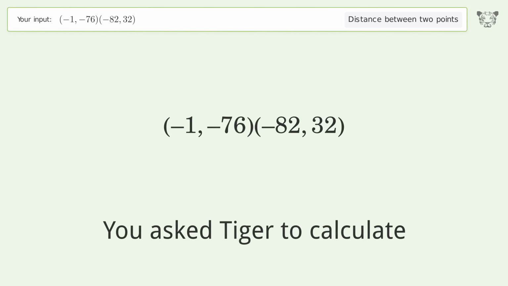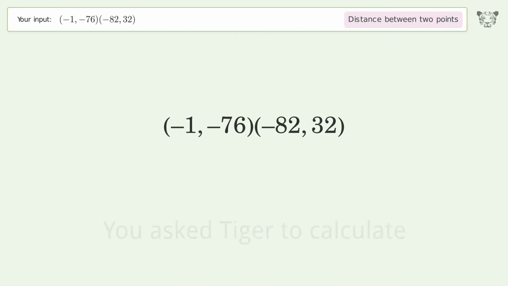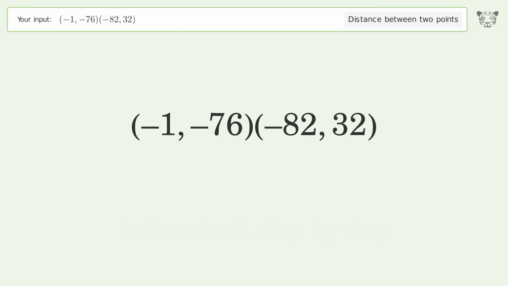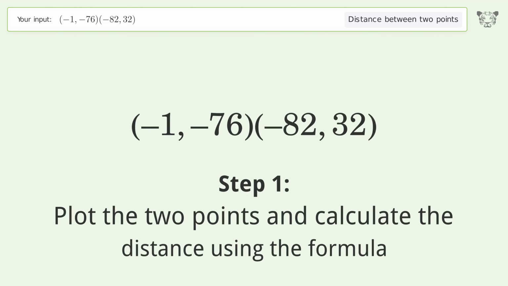You ask Tiger to calculate. This deals with the distance between 2 points. The distance between the 2 points is the square root of 18,225 or 135. Let's solve it step by step. Plot the 2 points and calculate the distance using the formula.